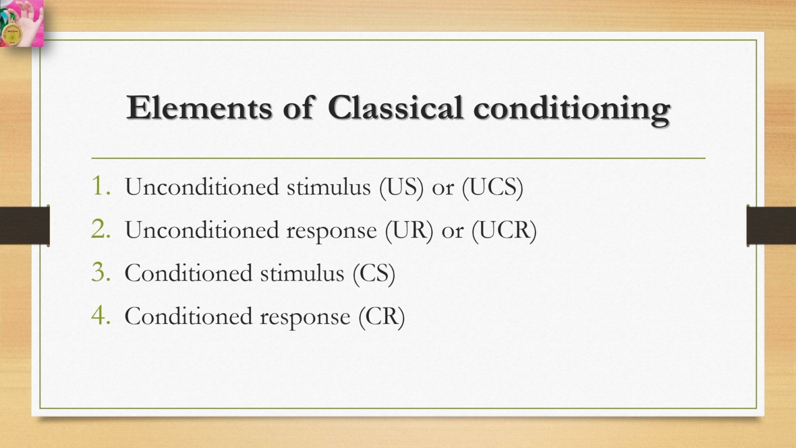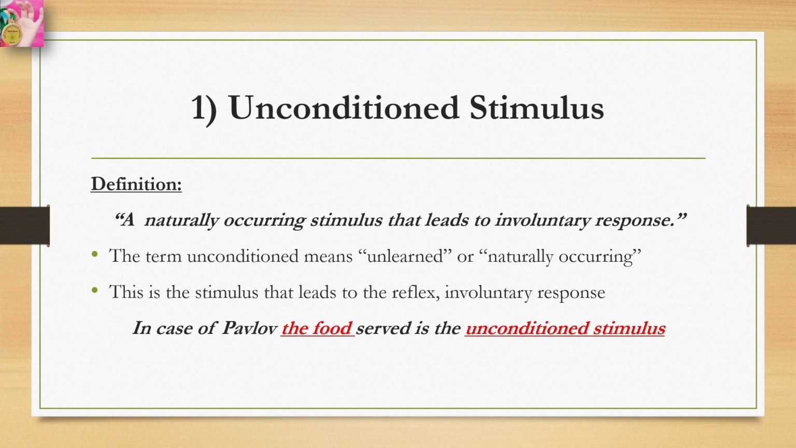Let's start with the unconditioned stimulus. The original naturally occurring stimulus mentioned in the preceding slides, you have already heard. The original naturally occurring stimulus is called the unconditioned stimulus, and the term unconditioned means unlearned or naturally occurring. This is the stimulus that ordinarily leads to the reflex involuntary response. In the case of Pavlov's dog, the food served is the unconditioned stimulus.